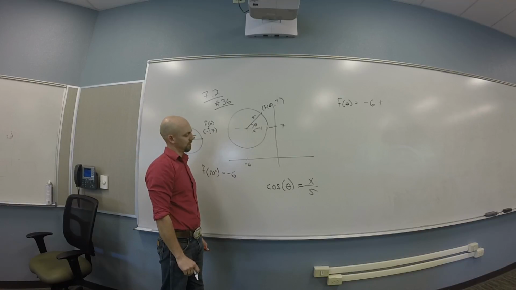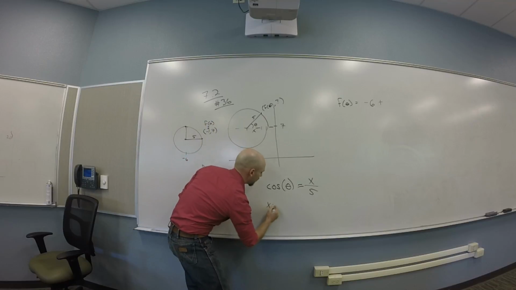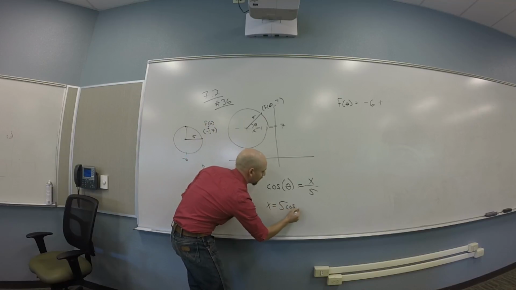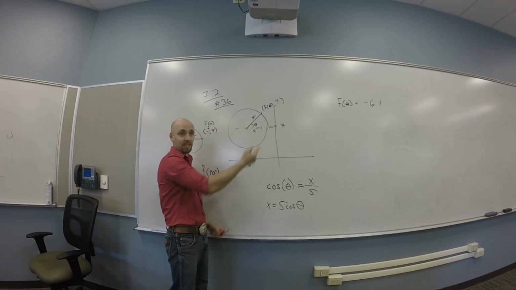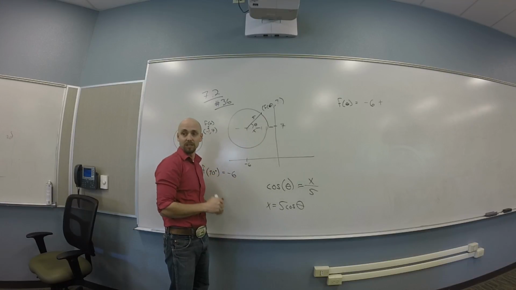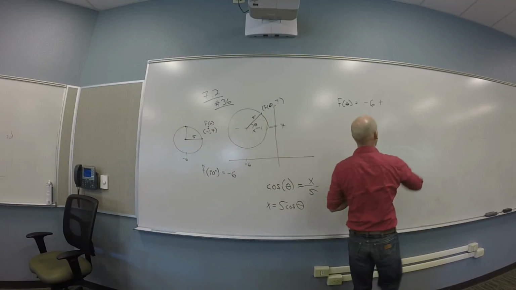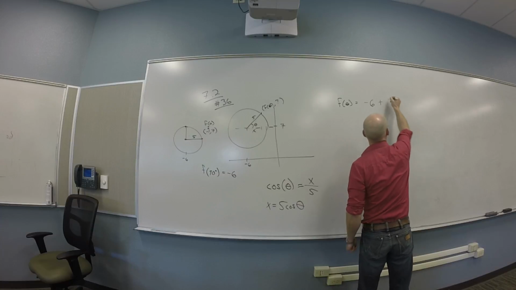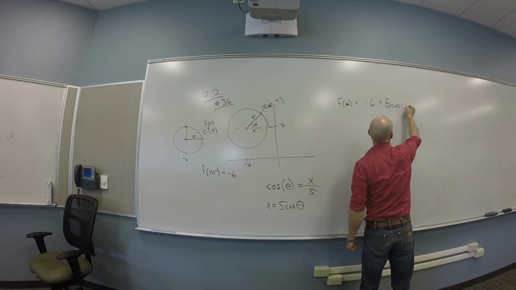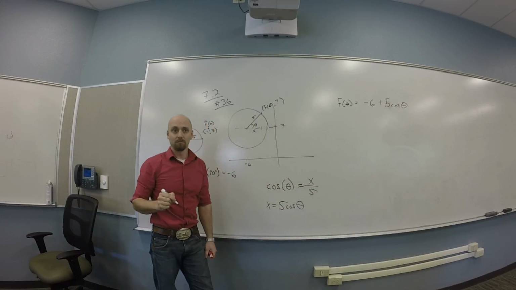So what's x then? x is 5 cosine theta, and that's what I need to add to this thing. So that just goes right in here. We do negative 6 plus 5 cosine theta. Is that your answer? Yeah, done.